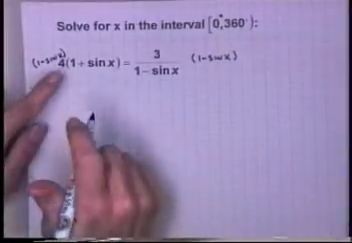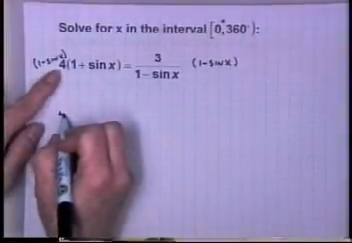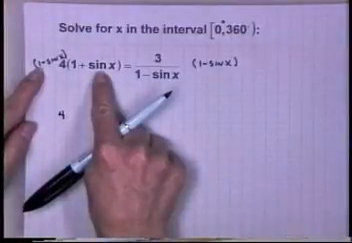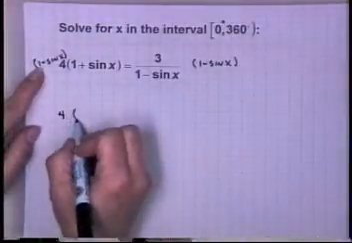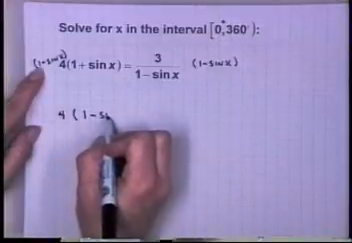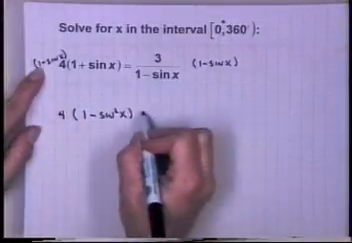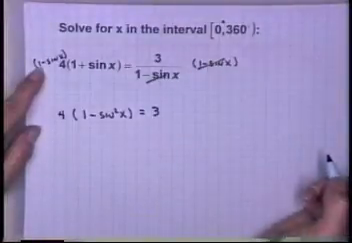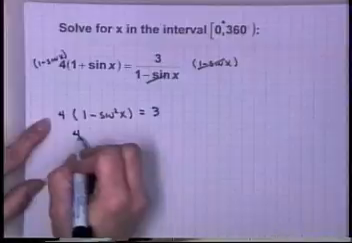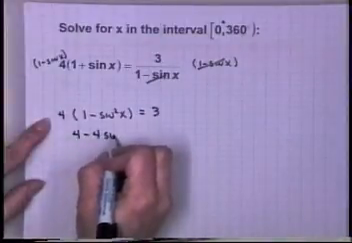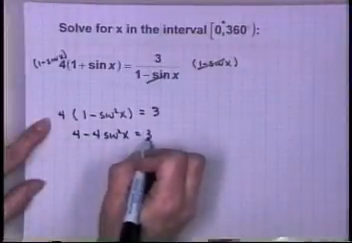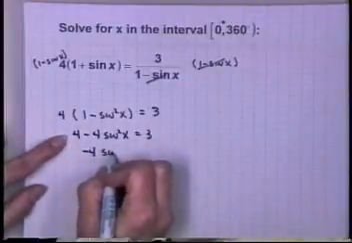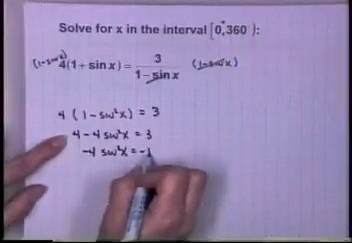Now, what I'm going to do on this left-hand side, let's bring that 4 down. What happens when you multiply 1 minus sine x times 1 plus sine x? You get difference of squares, don't you? 1 minus sine squared x here. And of course, on this right-hand side, those are going to cancel out and leave 3. Okay, if we distribute, 4 minus 4 sine squared x equals 3. I'm going to subtract the 4, so -4 sine squared x equals -1.